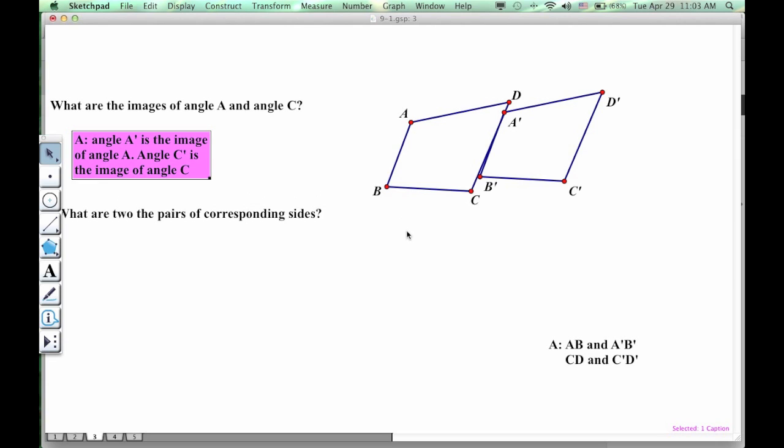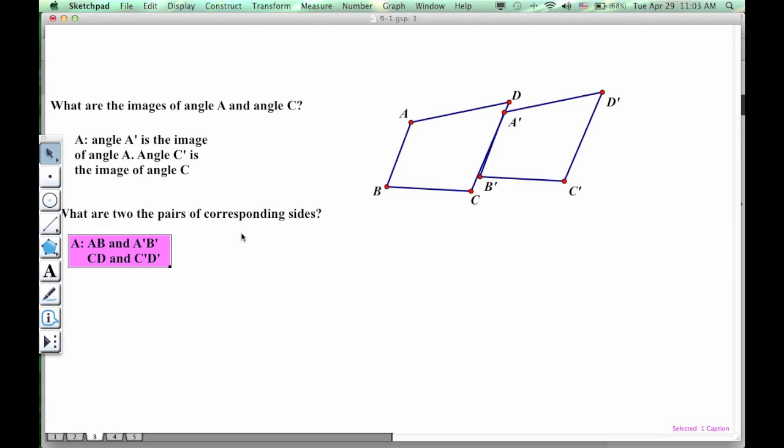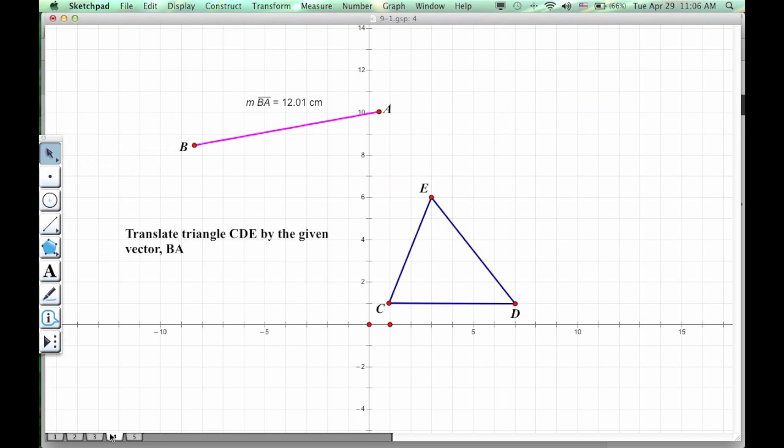And the next question, what are two pairs of corresponding sides? Here's the answer. You might not have the same answer if you choose other points, but if you choose point A and B, it should be like this. So we think these problems are too easy for you. Let's move on to the harder ones.